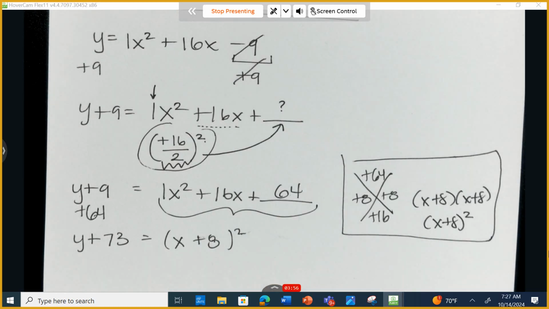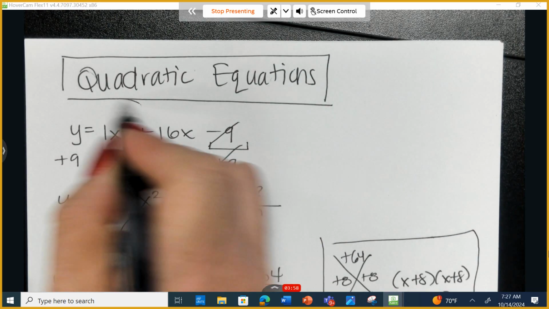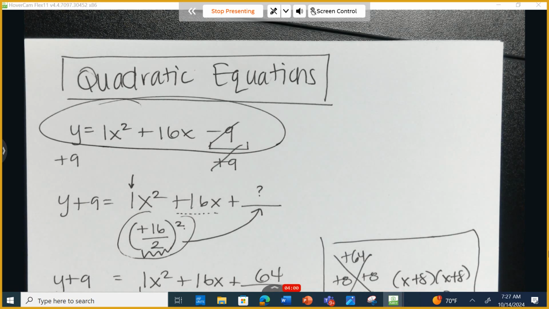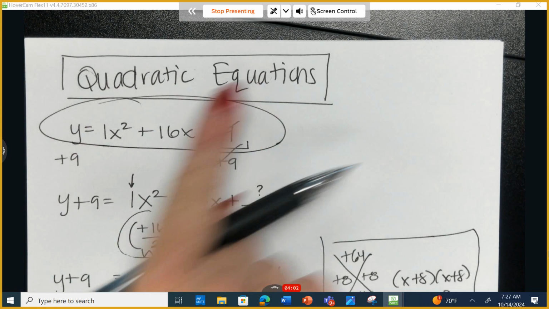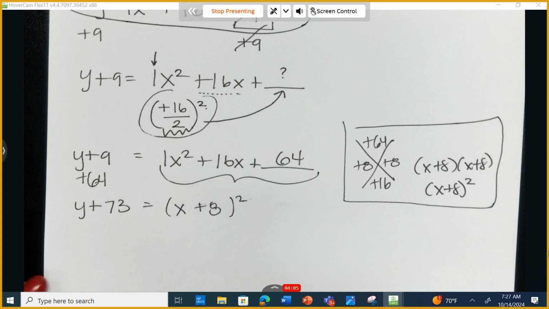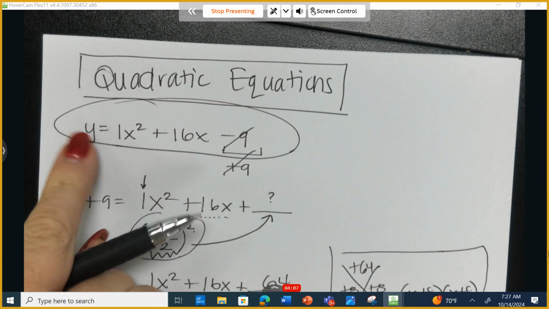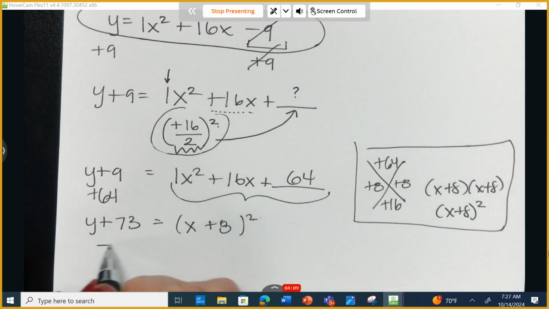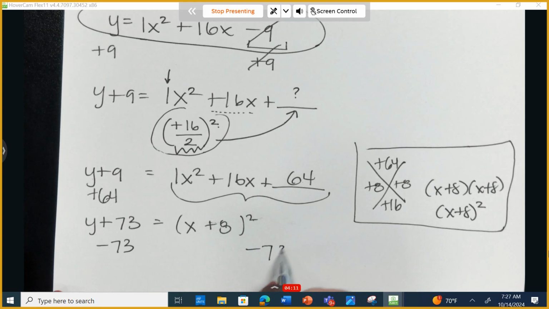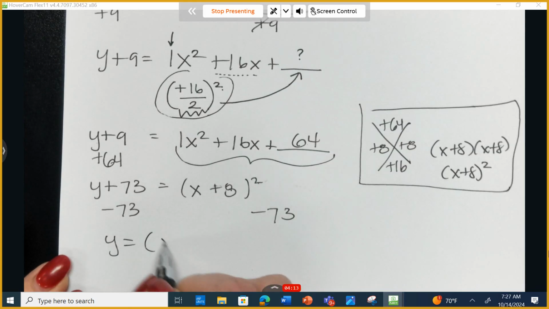Okay, so our whole goal is to take what was in standard form, and we want to write an equivalent quadratic equation, but to put it in vertex form. Now, to rewrite this, I need y equals some quantity, so I'm going to move the 73 back to the right-hand side, and now I have an equation.